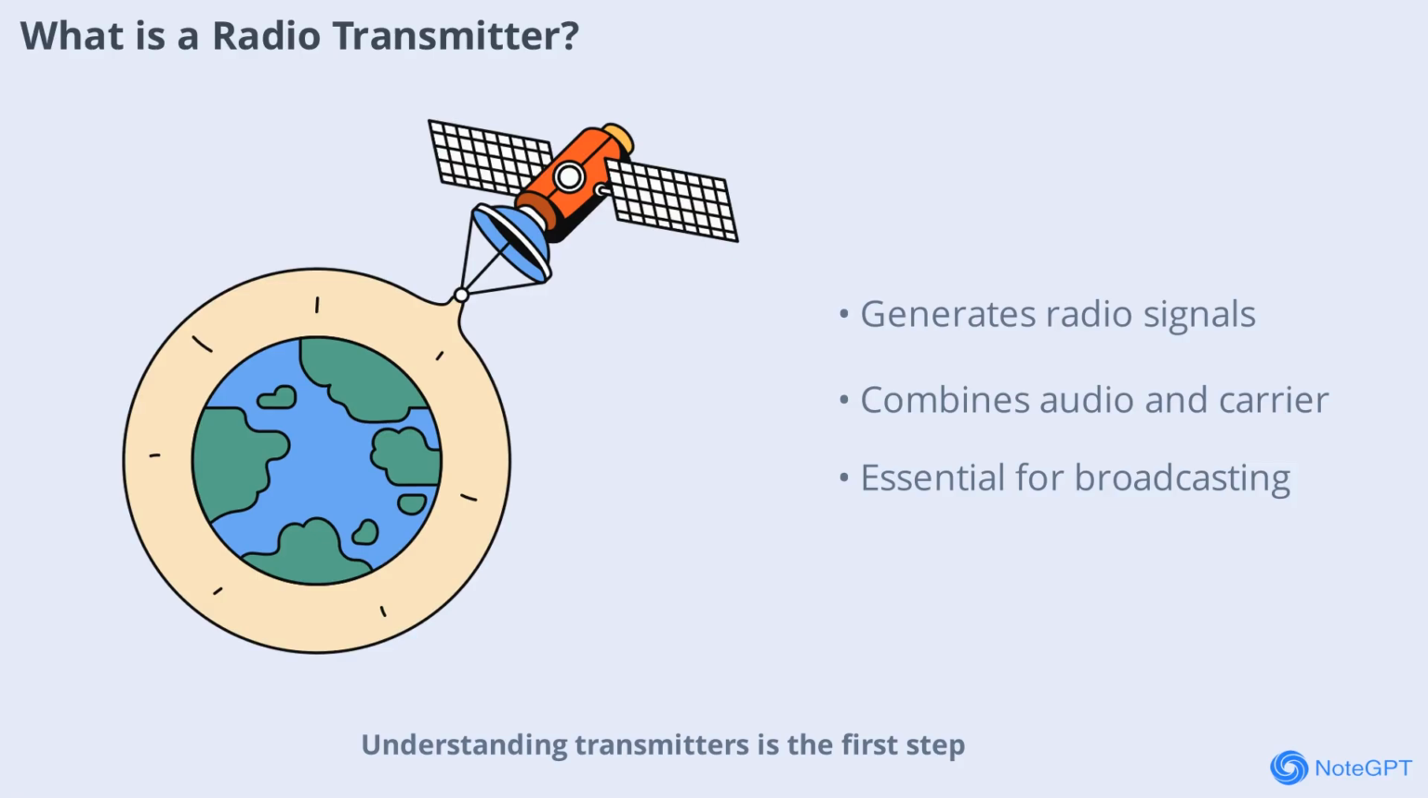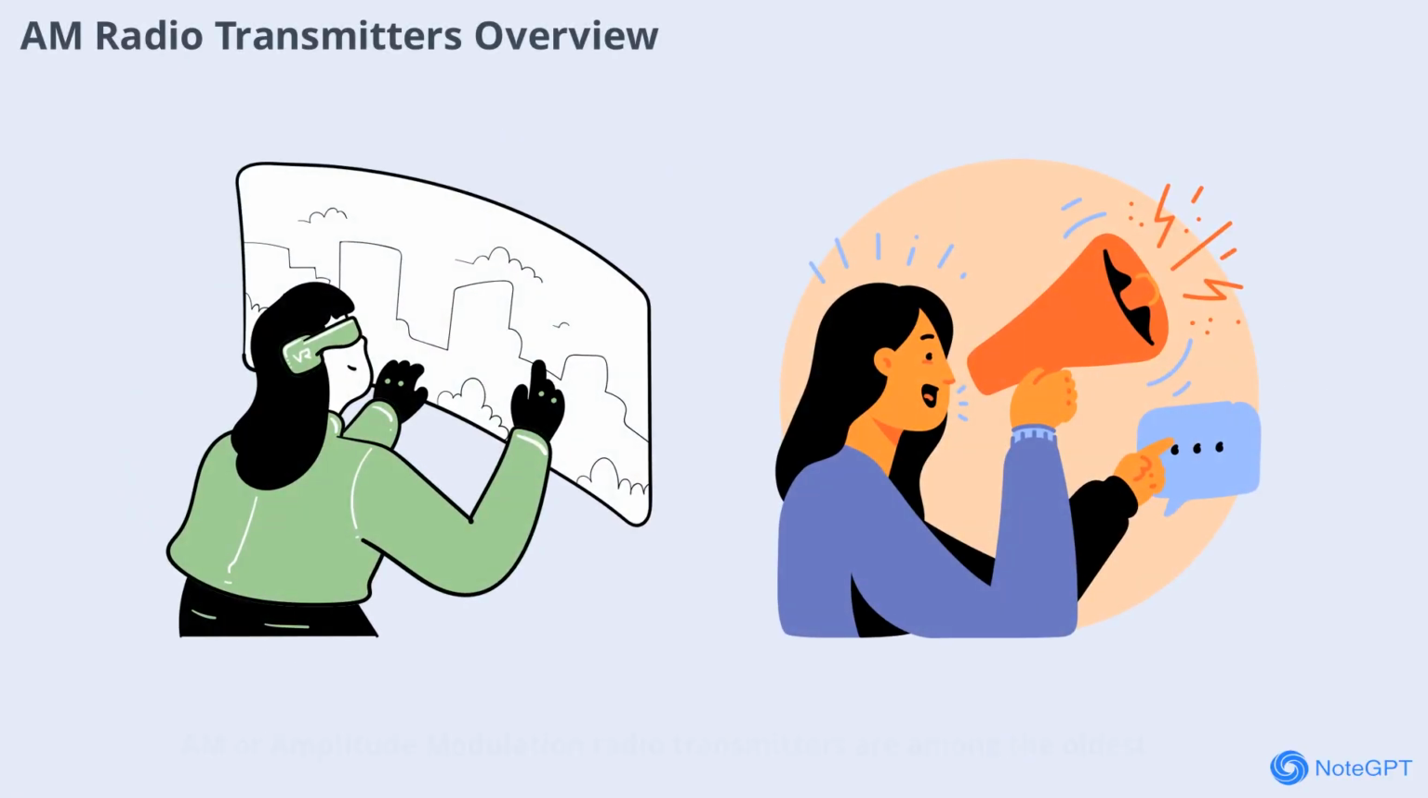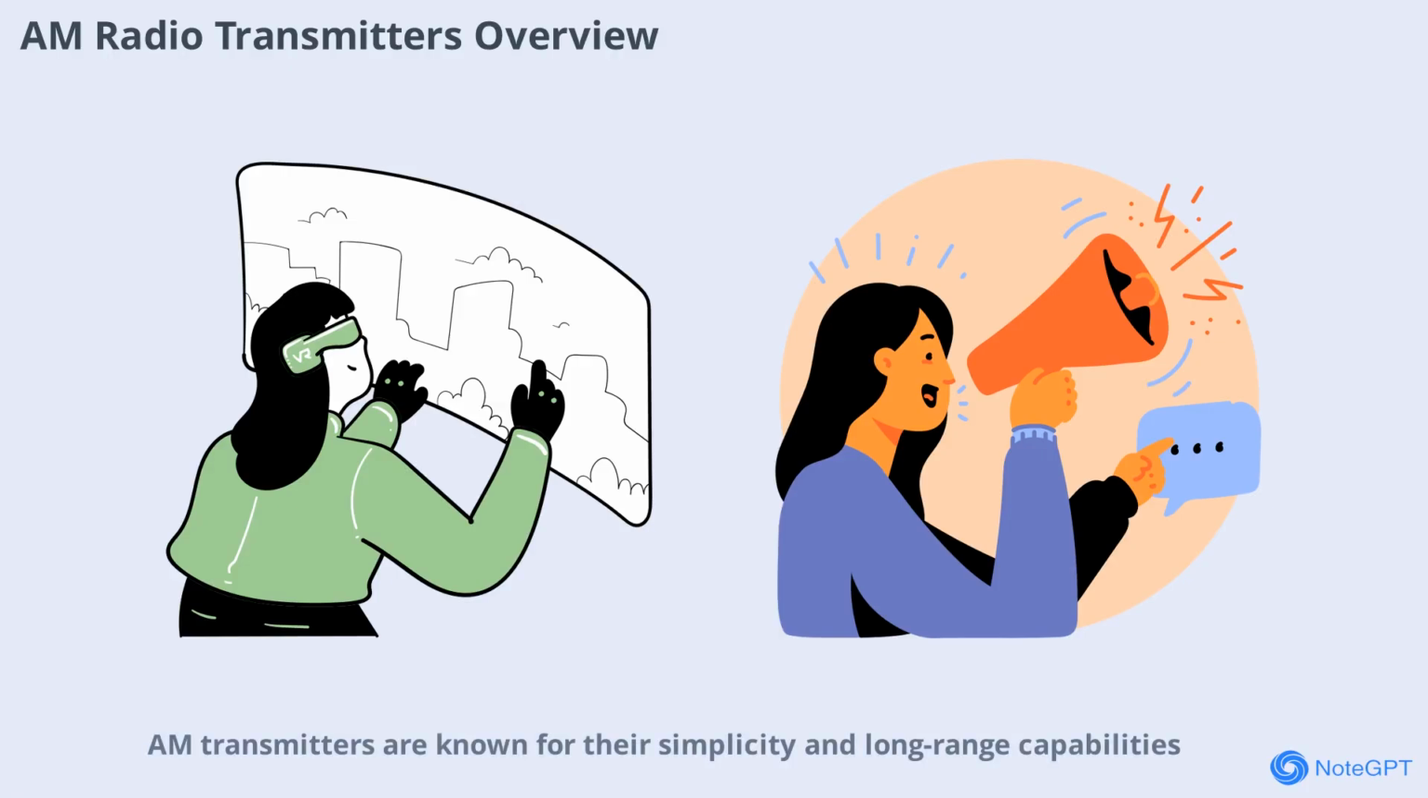Understanding transmitters is the first step in grasping how radio communication works, setting the stage for our exploration of different transmitter types. AM, or amplitude modulation, radio transmitters are among the oldest and most widely used types of transmitters. They work by varying the amplitude of the carrier wave in accordance with the audio signal. AM transmitters are known for their simplicity and long-range capabilities, making them ideal for talk radio and news broadcasts.